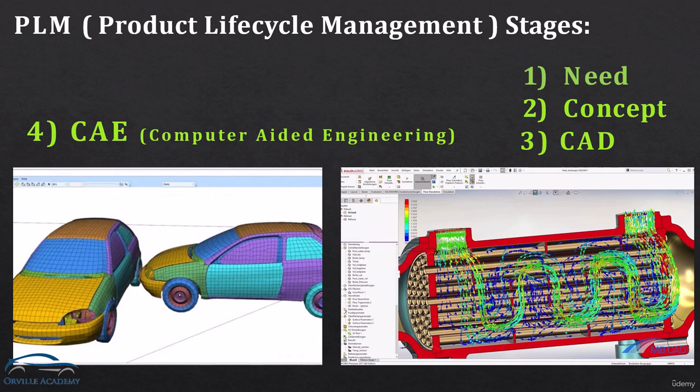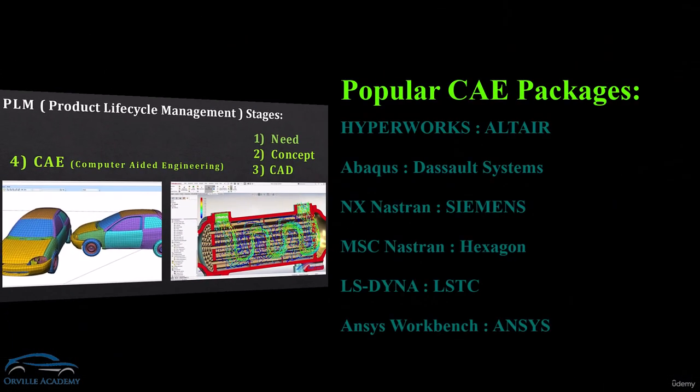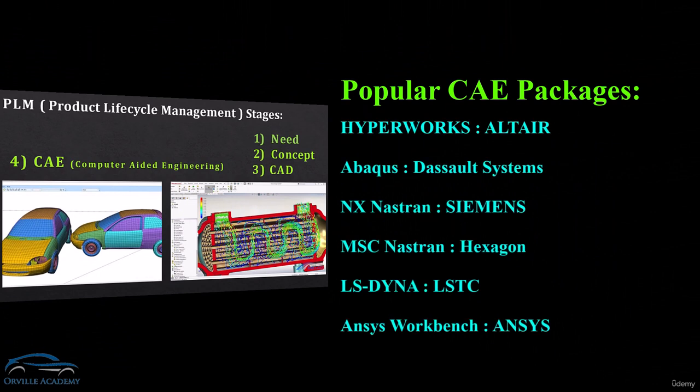There are lots of popular commercial CAE packages also. For example, we have HyperWorks from Altair, we have Abaqus from Dassault Systèmes, we have NX Nastran from Siemens PLM Solutions, we have MSC Nastran from Hexagon, we have LS-DYNA from LSTC, we have ANSYS Workbench, and there are a lot available. Your organization might be using multiple of these solutions based upon the requirement.